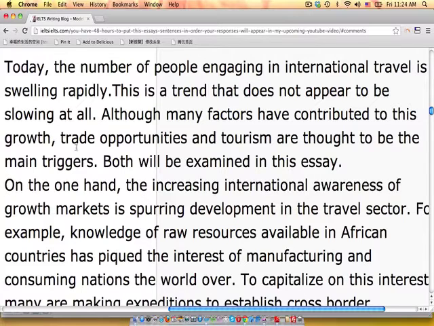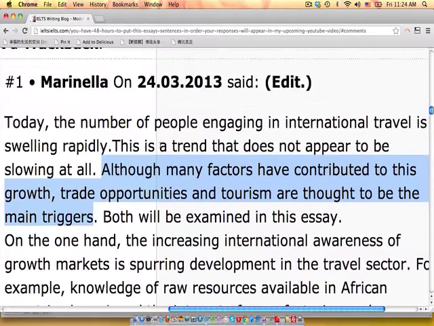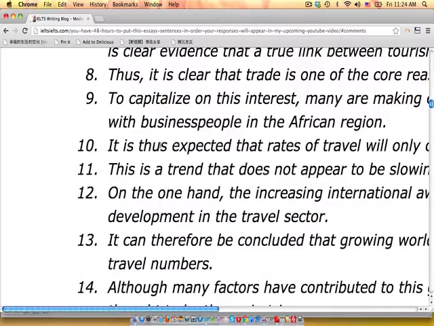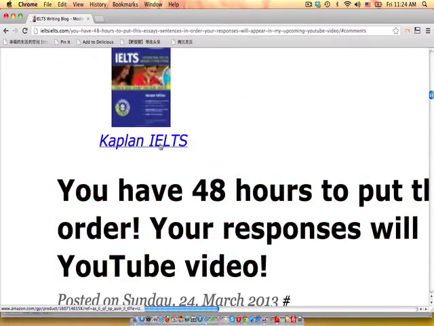So as this is establishing, we have a thesis in here. Now what we're saying is that trade opportunities and tourism are thought to be the main triggers. So that's in response to our essay question. Oh, I'm sorry, I didn't read the essay question prior to getting to this. I probably should have done that. Let me get up here quickly.